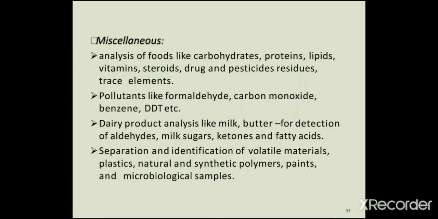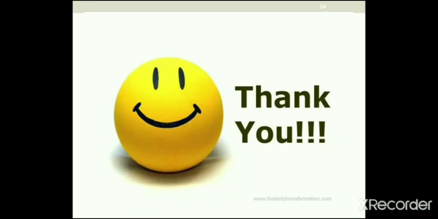We can also analyze dairy products like milk and butter, and we can detect the aldehydes. We can detect the milk sugar, ketones and fatty acids present in the dairy products. Then we can separate and identify volatile materials, plastics, natural and synthetic polymers, paints and microbiological samples. So that is regarding gas chromatography.